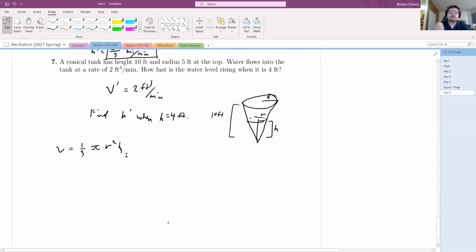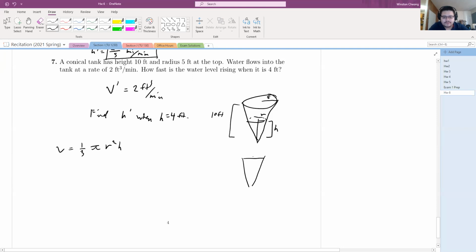And in fact, what we'll be able to do is replace one of the variables here. We'll be able to replace R with H, then take the derivative of volume, treating volume as a function of H only. Okay, so let's do the similar triangles thing.